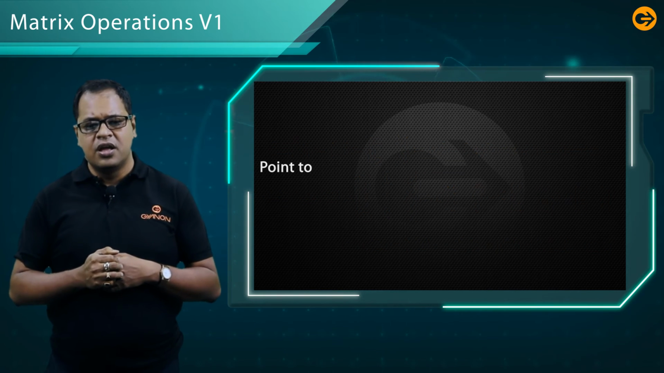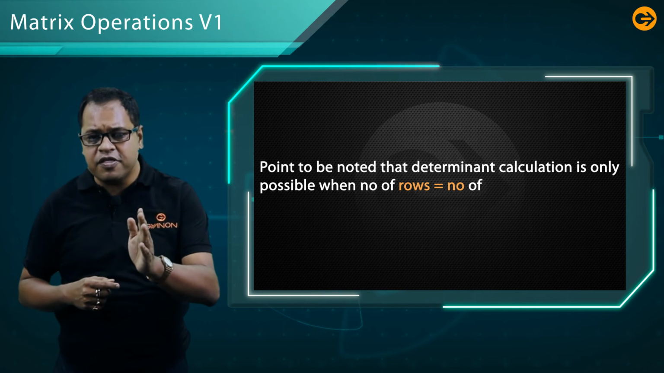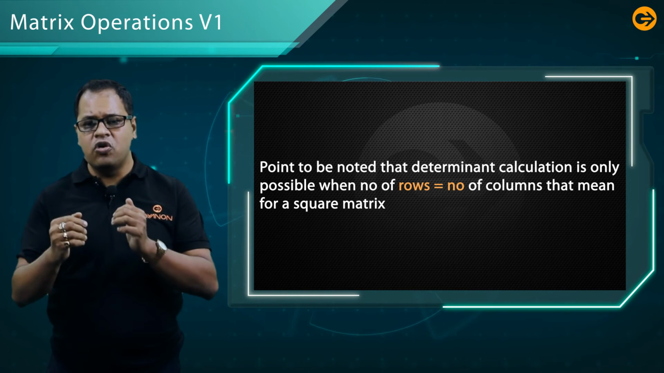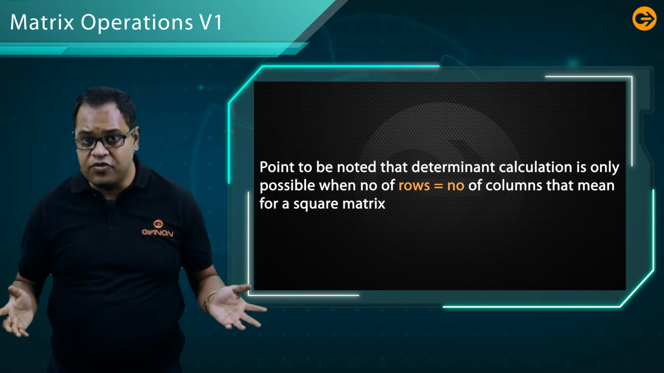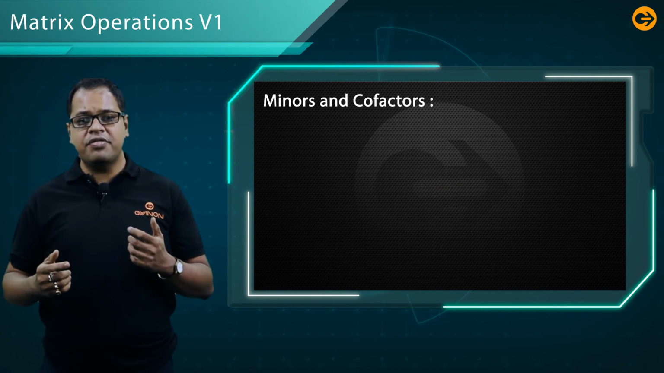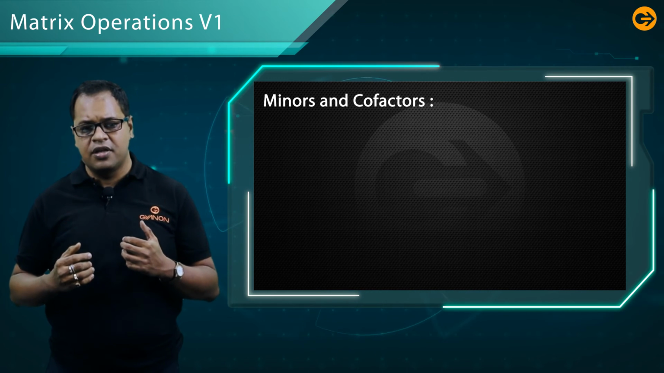The point to be noted is that determinant calculation is only possible when the number of rows is equal to the number of columns. That means for a square matrix. Now let us discuss the minor and the cofactors of a matrix.